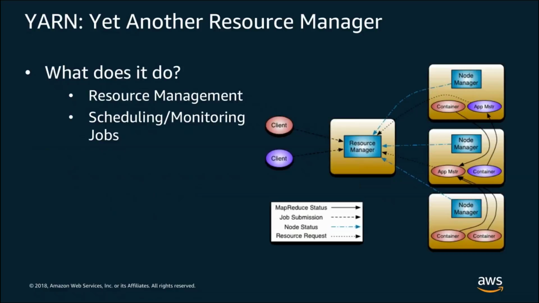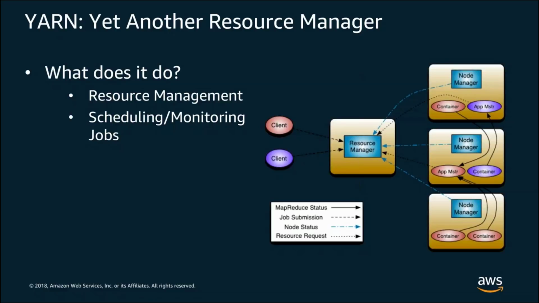Now, Yarn is a very important technological innovation that made it easy to implement multi-tenancy in the Hadoop environment. So what does it exactly do? Yarn essentially consists of two components. There is a resource management component and a scheduling and monitoring job component. The scheduler is the one that allocates resources to applications running on the cluster, and the scheduler is specifically designed for multi-tenancy and scalability.